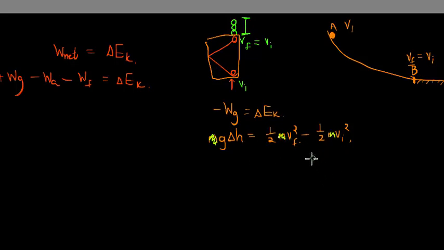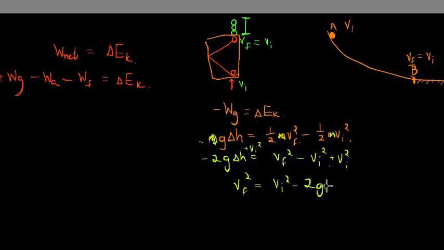And I see there's the half. I don't like working with that half. Let's multiply everything with 2. And this is a negative. 2g delta h is equal to, now I multiply this with a 2 to get rid of those halves, so I get future velocity squared minus initial velocity squared. And now if I add initial velocity squared on both sides, then I get future velocity squared is equal to initial velocity squared minus 2g delta h.